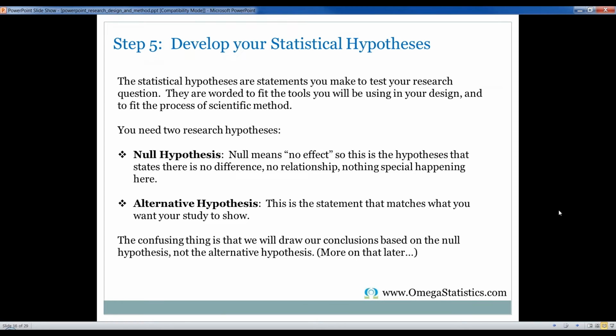So if we're using, for instance, a correlational design, in our hypotheses we would say something like... basically it's not "is there," it's not a question, it's a statement. So for the null hypothesis, there's no difference between gender and well-being scores. Okay, or your alternative hypothesis would be there is an association between gender and well-being scores.